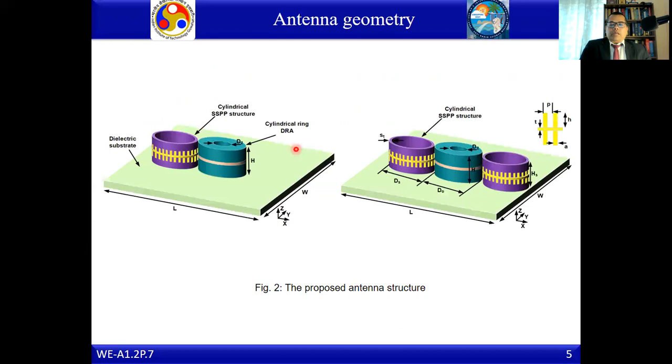This is the proposed antenna geometry. We have a cylindrical ring DRA here. We're placing a cylindrical SSPP structure in the near field region of this cylindrical ring DRA. So we'll consider two cases: when we have a single-sided SSPP structure and when we have a double-sided SSPP structure. Both cases will be explored in detail in this paper.